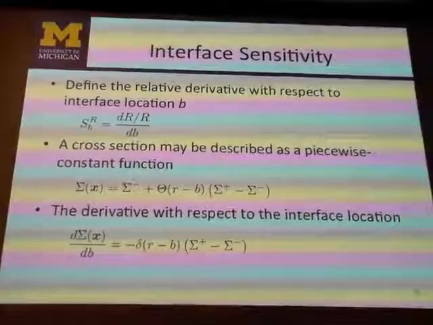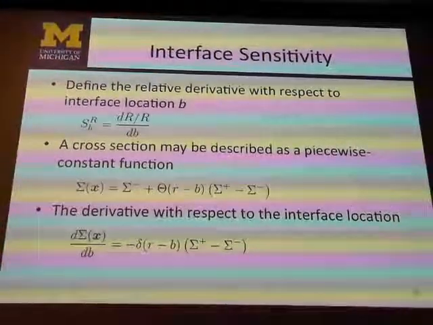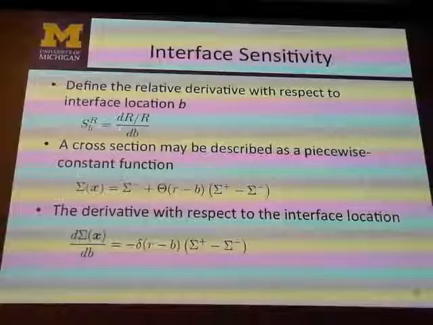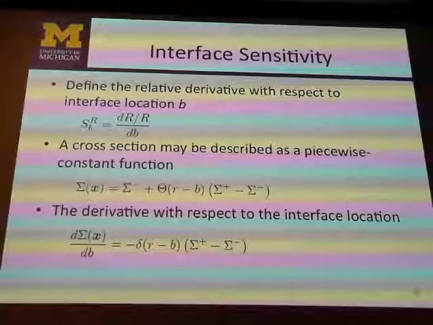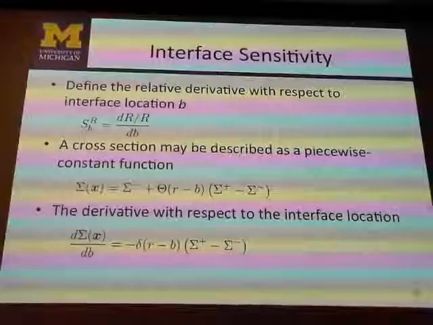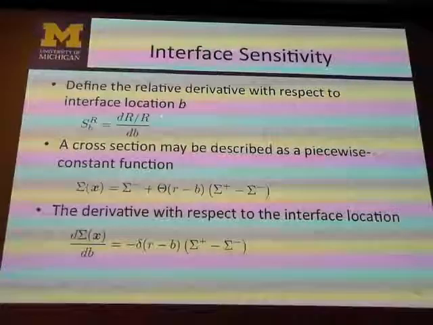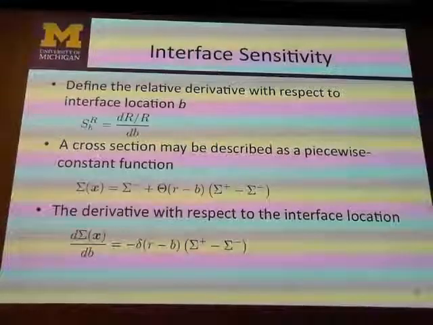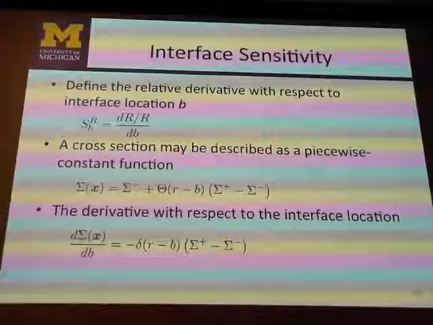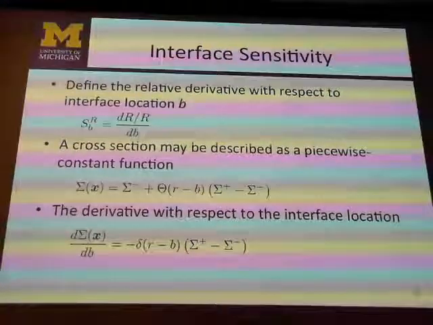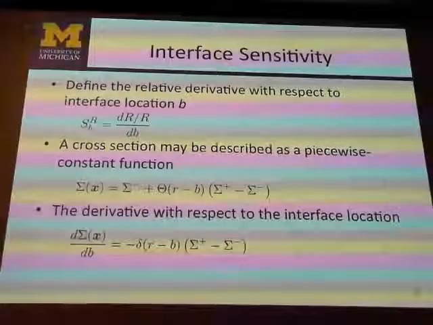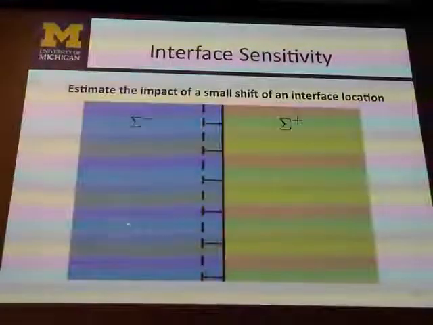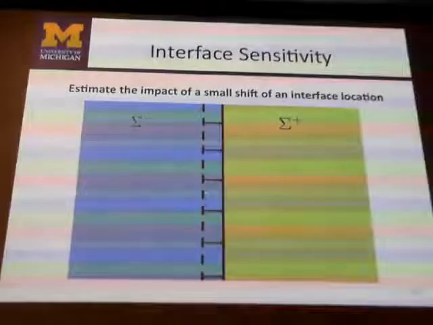Okay, so first, sorry, math, it's unavoidable. It comes up in engineering. We want the relative derivative with respect to an interface location. We're calling this location B. So it's the relative derivative of a system response R with respect to B. The cross section here is a piecewise constant function. The capital thetas are Heaviside functions. So in one region it's sigma minus, and in another region it's sigma plus.